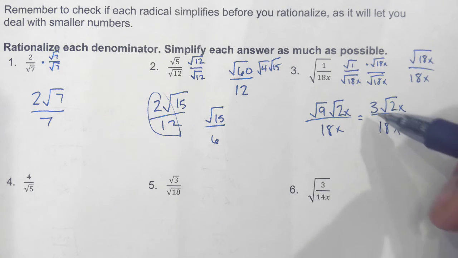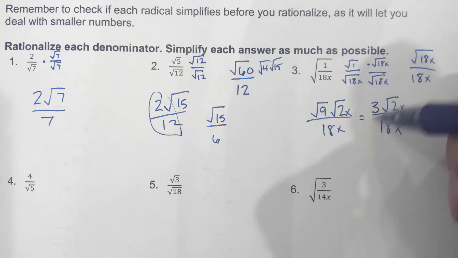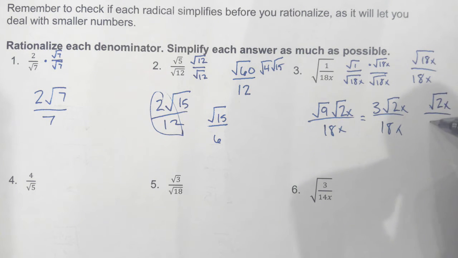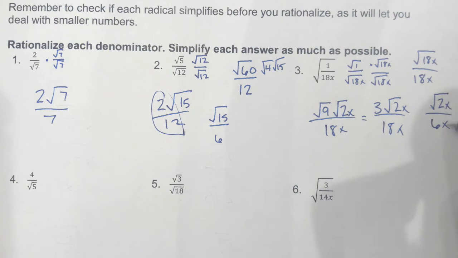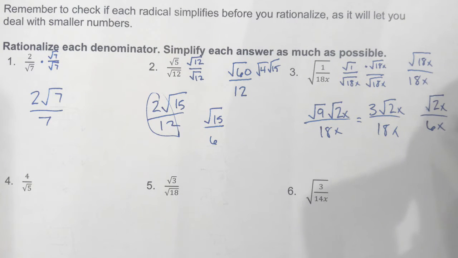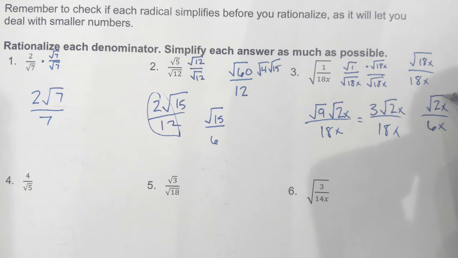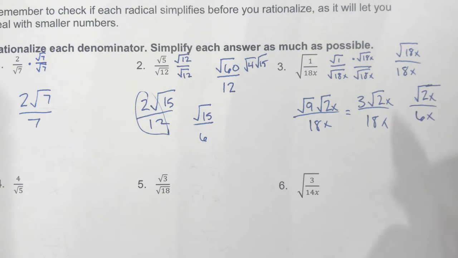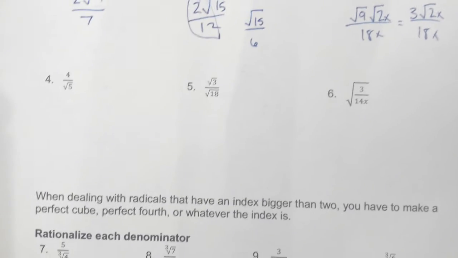Does that reduce? Yes, 3 and 18 are divisible by 3. If you divide those both by 3, you would have 1 times 2x and 6x. Now you cannot reduce those x's on top and bottom because this x is under the radical, that x is not. And again, you can't reduce the 2 and the 6 because this 2 is under a radical and the 6 is not. So if it's not under the radical and the other one is, you can't reduce them.